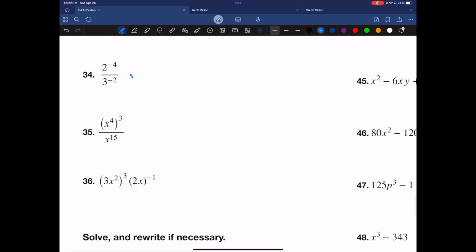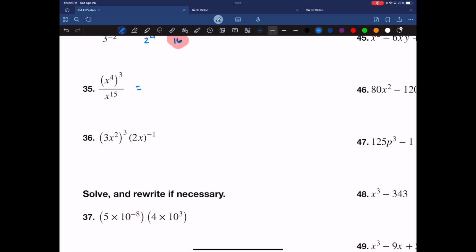34. How do you deal with negative exponents? Well, you change its position. If it's in the top, you bring it to the bottom. If it's in the bottom, you bring it to the top. In this case, we have one of each. So I'm going to take one step and deal with the negative exponent. So I'm going to bring the 3 up. It's just going to be a 3 to the positive 2, and then over 2 to the positive 4. And then 3 squared is 9, 2 to the fourth is 16. You can simplify it after you flip it.